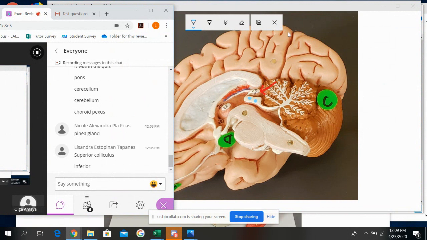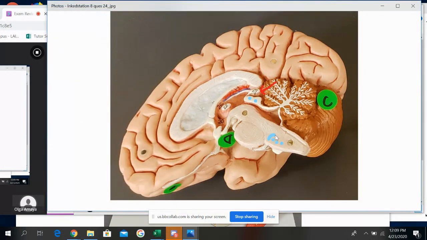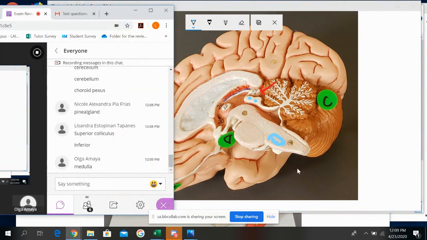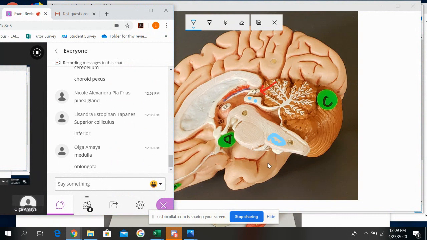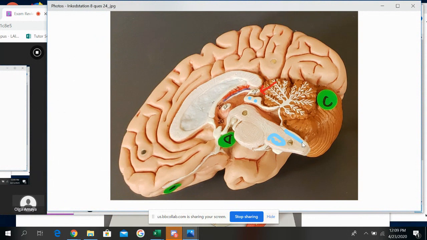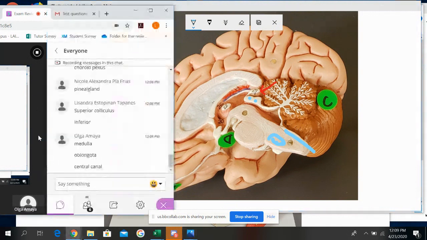What else do we need to know here? Oh, right here. What is this called? Let's see. Your medulla oblongata. Very good. What about this thing right here? It goes all the way down. Central canal, very good. Yes, and that means that around its surrounding is your spinal cord.